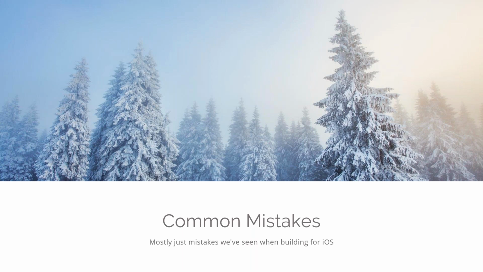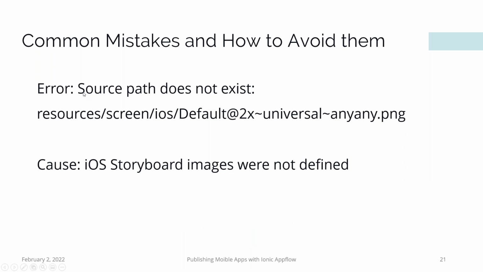So that's a big overview. I did want to talk very briefly about some common mistakes I've seen people make. I myself have made some of these, and I've touched on them already. But when you build in Ionic Appflow, if your build fails, you're just going to see a lot of text, a lot of red text maybe, and these weird messages like "source path does not exist: resources/screen/ios/default@2x~universal~anyany.png." That particular error means you didn't include your storyboard images. So you need to go back and make sure your image resources are included before you do the build.